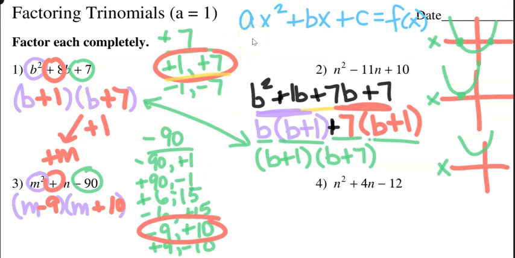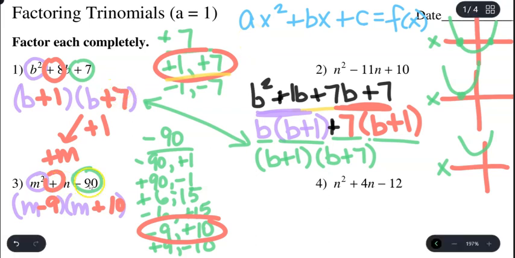Number 3 over here is m squared plus 1m minus 90. My two factors came out to negative 9 and 10. Sorry, I'm yawning. I put myself to sleep sometimes. That's just the nature of being a math teacher.